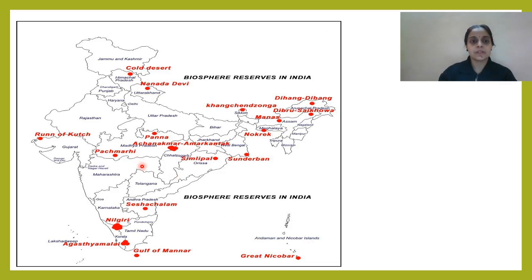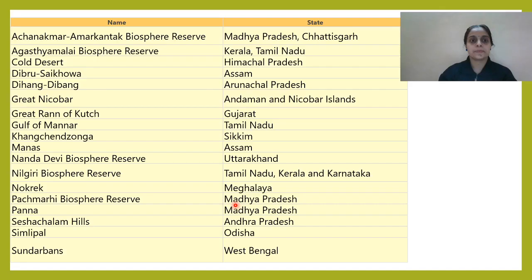On the map, you can see the red color spots. Those are the biosphere reserves in India. So we can list them. The first one is Achanakmar-Amarkantak Biosphere Reserve in Madhya Pradesh, and Agasthyamalai in Kerala. Cold Desert in Himachal Pradesh. Dibru-Saikhowa in Assam.